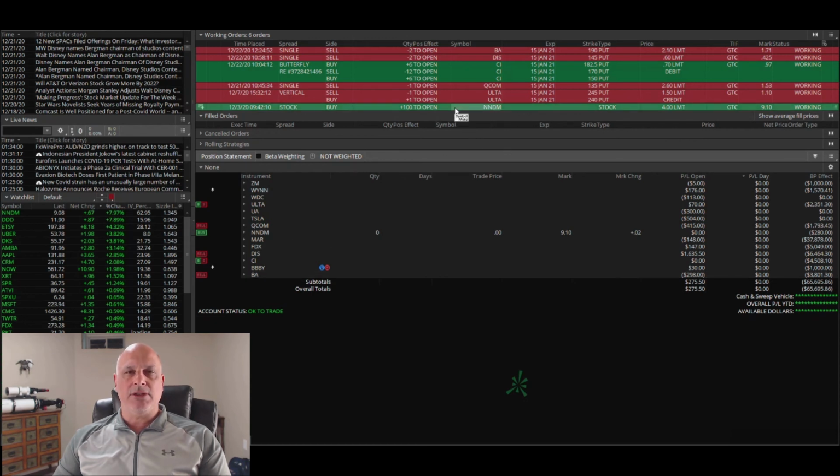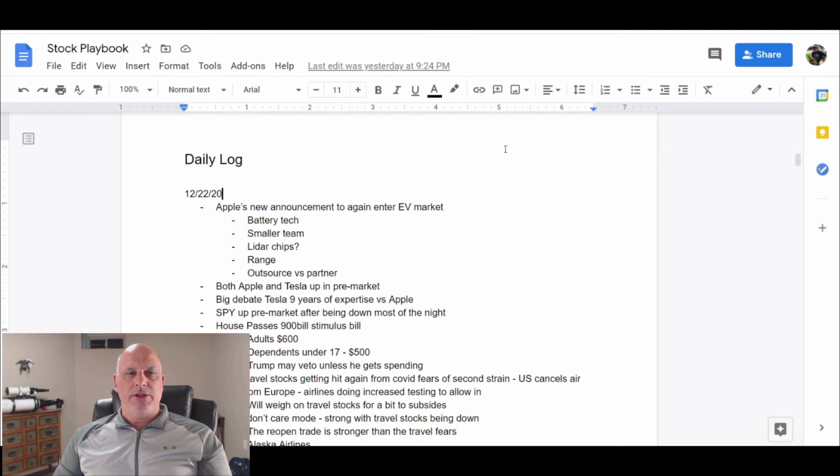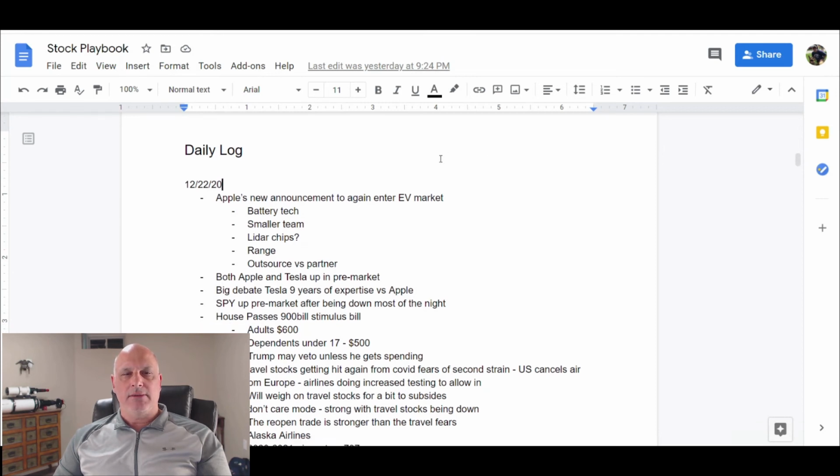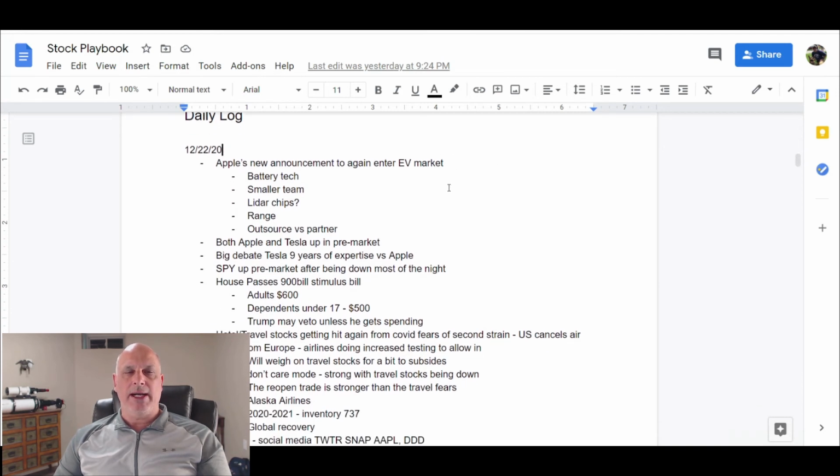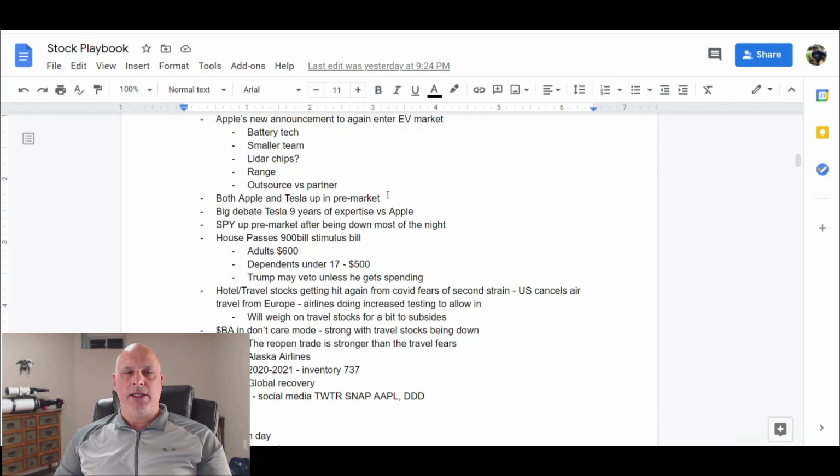And then I'll talk about some other trades where there's opportunities for mispricing. Another thing that we'll go into is the stock playbook. I'll share with you how I build my stock playbook, and what I take note of, like today's news. With Apple in the market with EV, looking at getting back into the EV market with the iCar, Apple and Tesla heating up on that big debate, right?